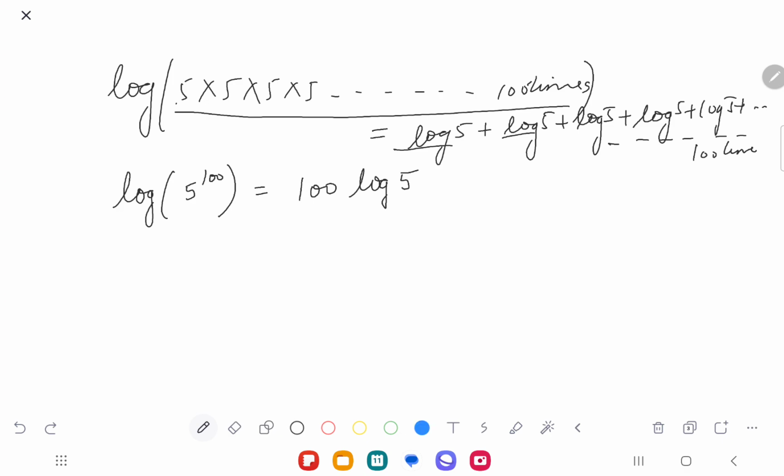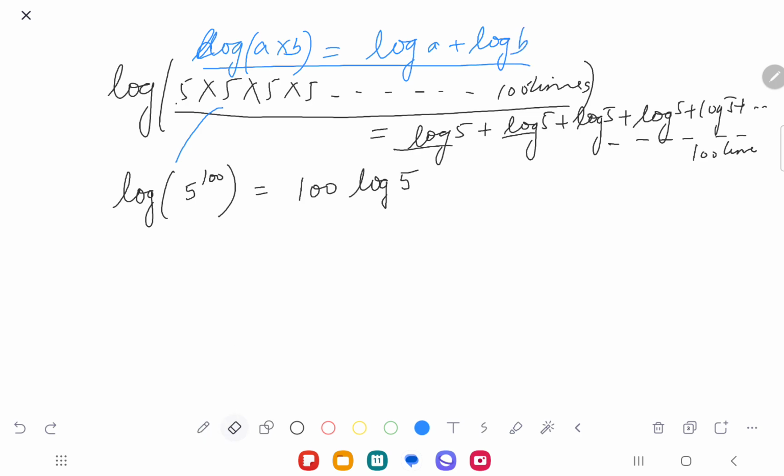So what I'm trying to explain here is the extension of the property log a times b, which I always say is log a plus log b. What shall be the extension of this property? It shall be that log a times b is log a plus log b. But I hope you're understanding.